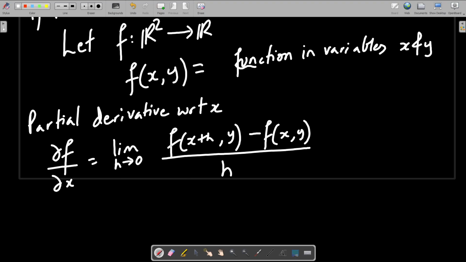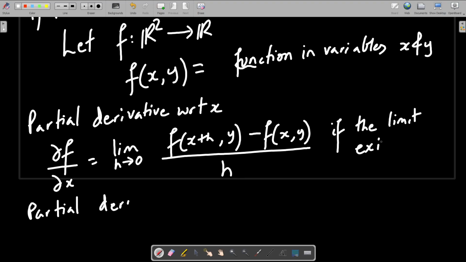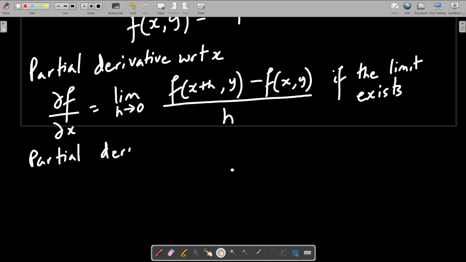This is your usual definition of a derivative, what you have studied. This is how we define the partial derivative, if the limit exists. It might happen that this limit does not exist also. Then we say that the function is not partially differentiable, the partial derivative does not exist.